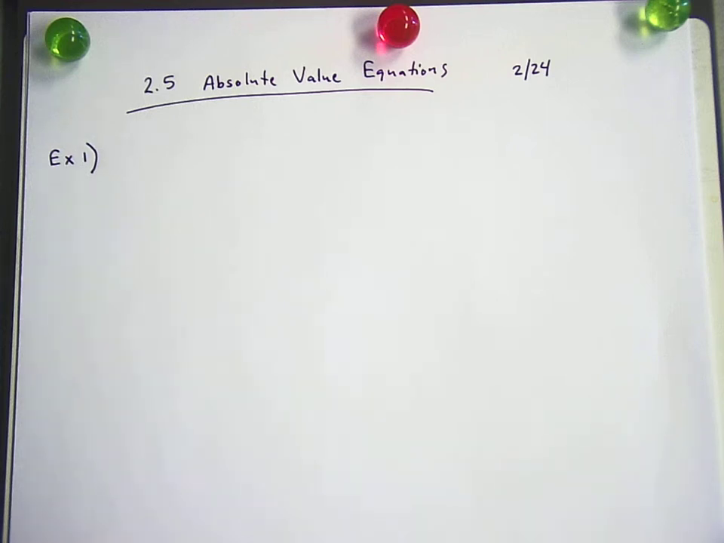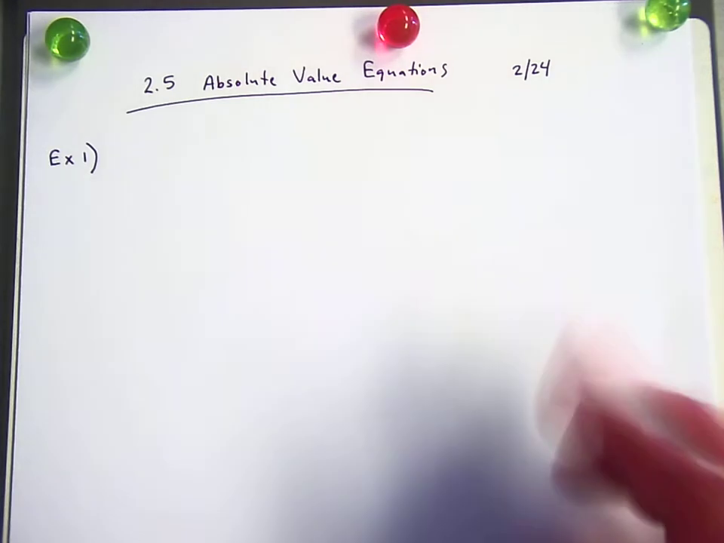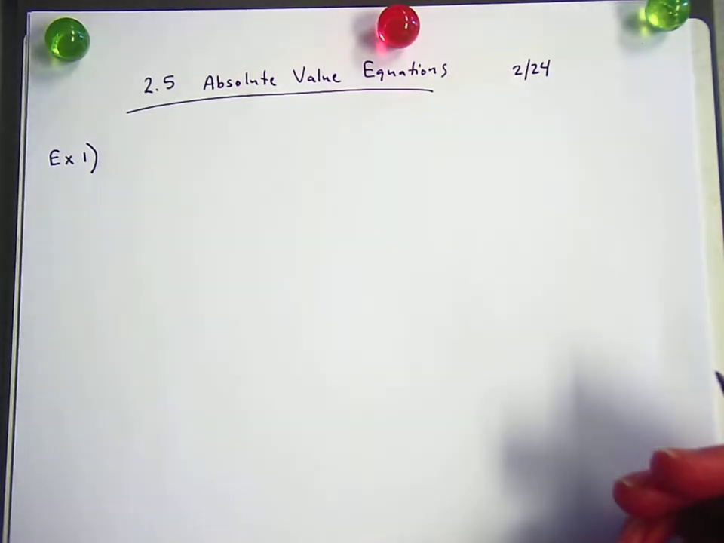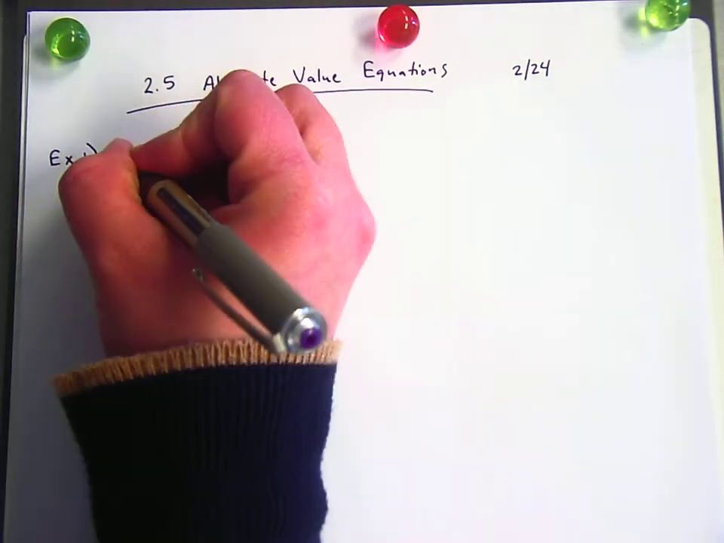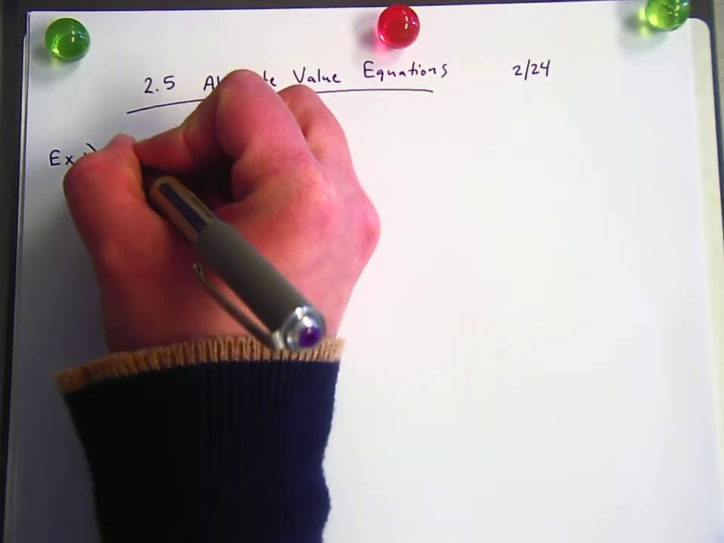Hello. All right, today we are doing section 2.5, absolute value equations, so make sure that you write this down. Remember that on this video you can pause anytime you need to.